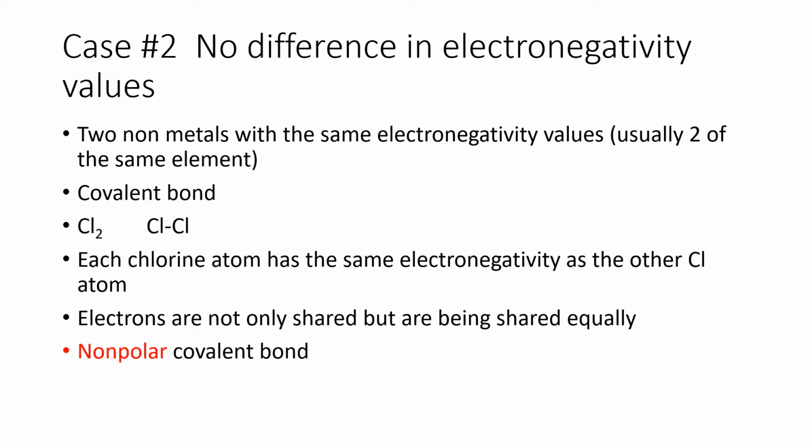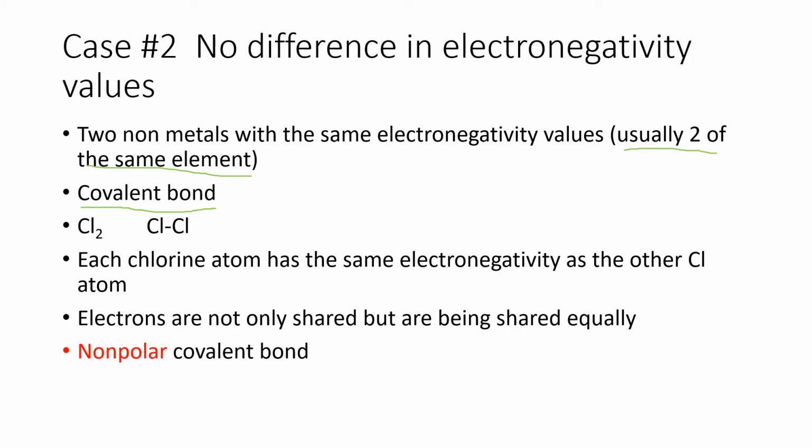The next case is when there's no difference in electronegativity values. You're most likely to see this when you have two nonmetals with the exact same electronegativity values. And for us, what that generally is going to mean is usually two of the same element. That's the easiest case to look at. Now, right away, we know that when we have two nonmetals, we're definitely looking at a covalent bond. We've seen that many times before, as that's what we're looking at when we have two nonmetals. There's going to be a sharing of the electrons there.